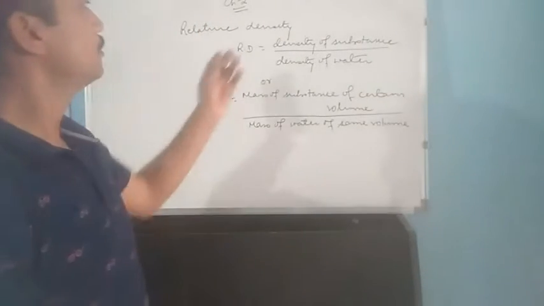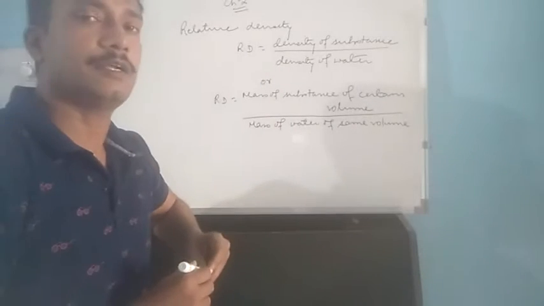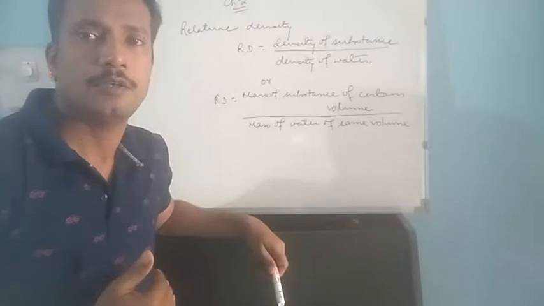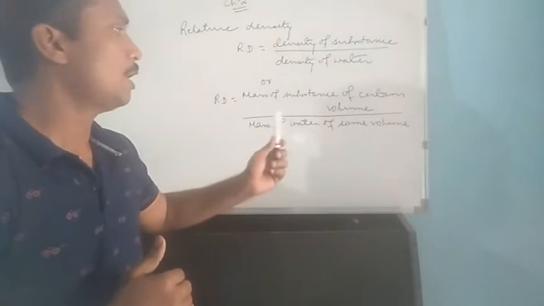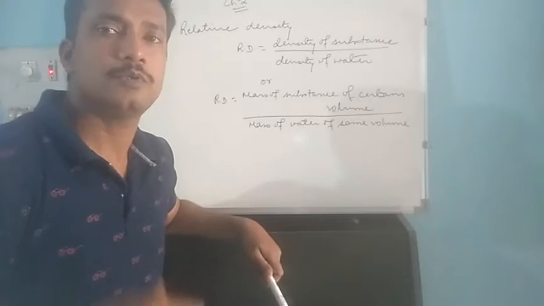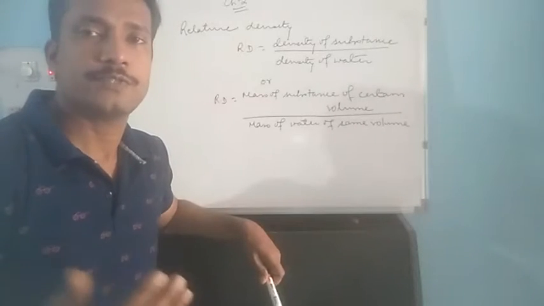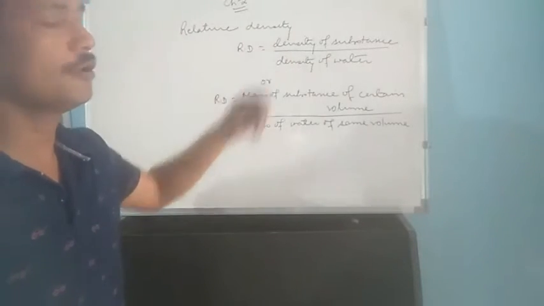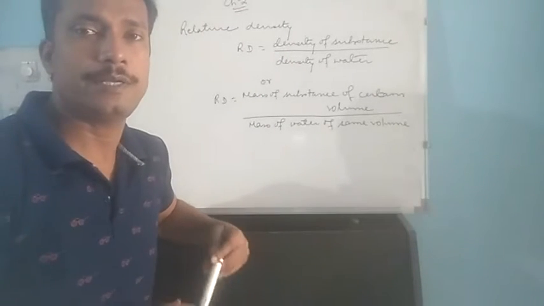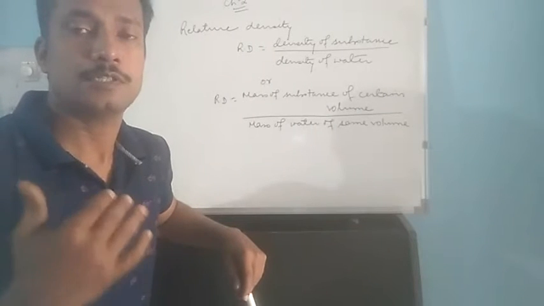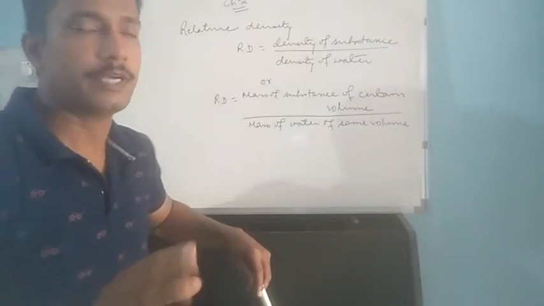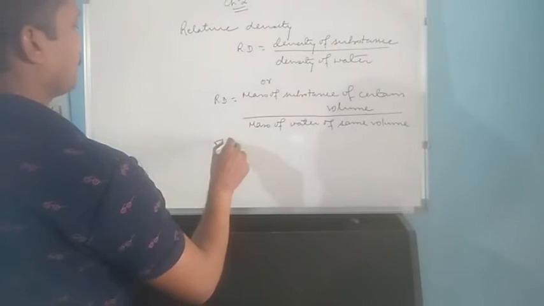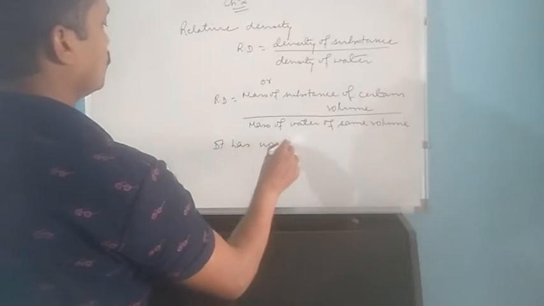So we can either write the relative density as the ratio of density of substance to density of water, or we can write mass of substance of certain volume to the mass of water of same volume. Now since relative density is the ratio of the same physical quantity, it does not have any SI unit. It has no SI unit.